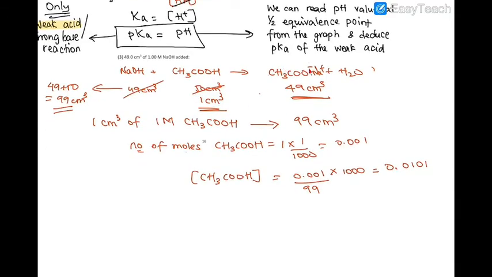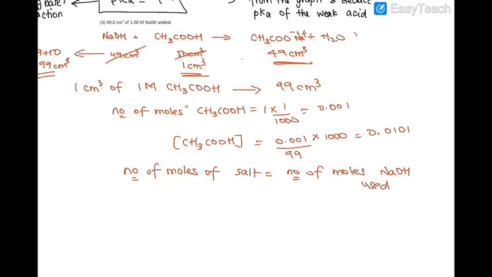Now the concentration of the salt. The number of moles of salt will be the same as the number of moles of NaOH used, because it's the NaOH that is converting the ethanoic acid to the salt. So the NaOH and the salt will have the same number of moles. To find the number of moles of NaOH, number of moles is concentration times volume. So concentration of NaOH times volume of NaOH used, which is 49, will give you the number of moles of the salt.